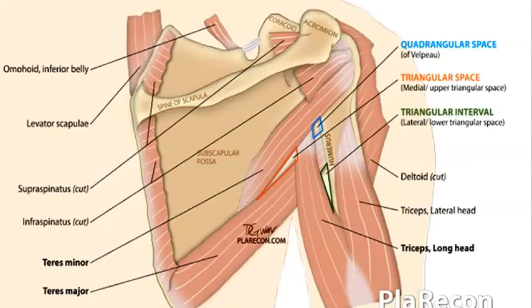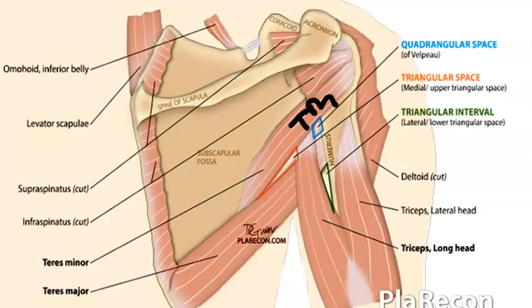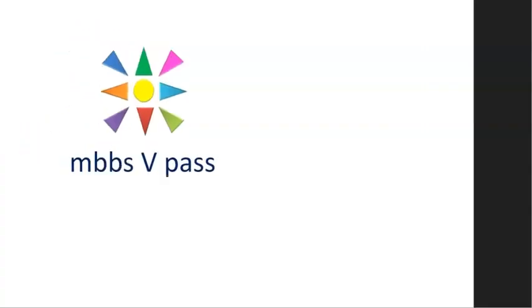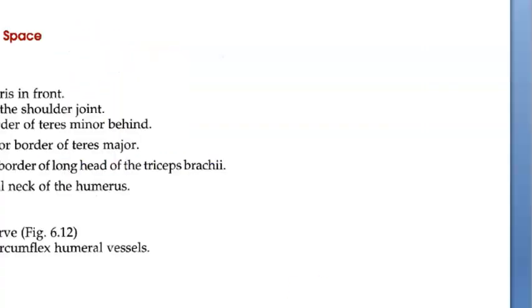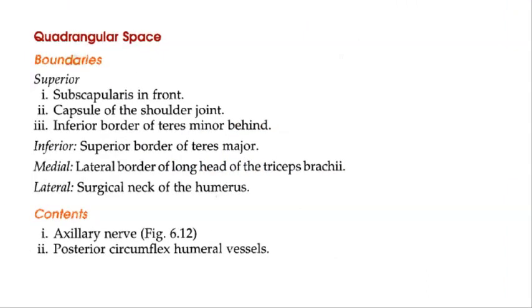So here you can see teres minor. Here, this one below here is teres major. On this side, you have the humerus. Lateral side is humerus. And medial side is the triceps. But we all know this much information is not enough, right? We need to give more information. So let's look at this.